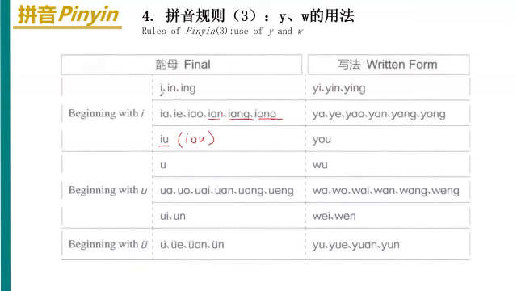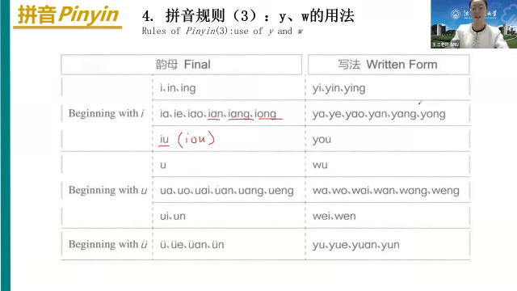Yi, 音 yin, 英 ying, 呀 ya, 耶 ye, 腰 yao, 烟 yan, yang, 庸 yong, 优 you. Okay, good. 很好.